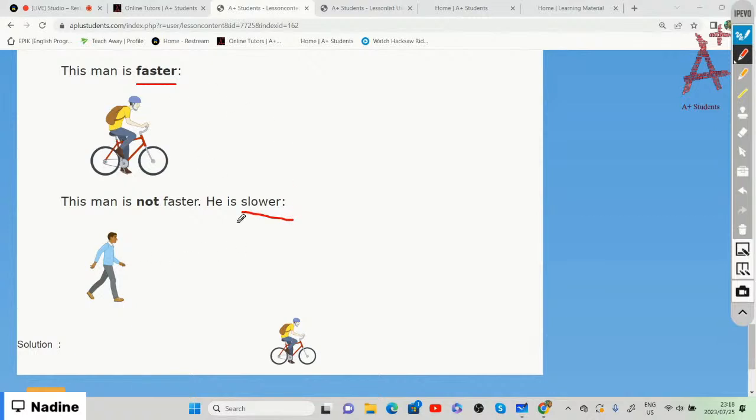And as you can see, we are now comparing these two men when it comes to speed. And of course, someone riding a bicycle is going to be a bit faster than someone walking, which means that someone walking is going to be slower than the one riding the bicycle.